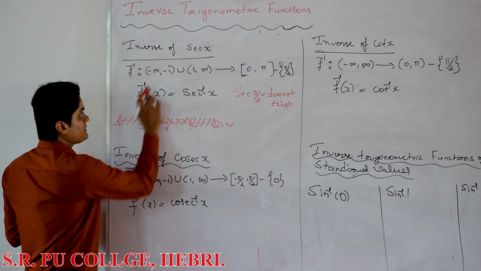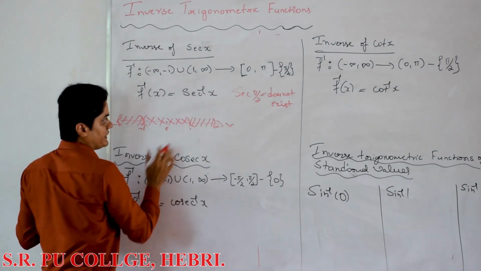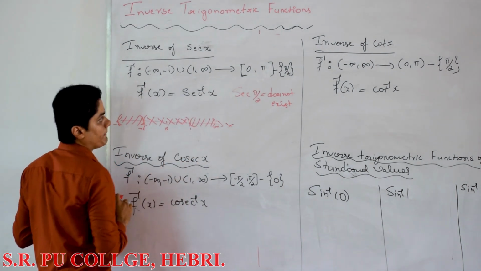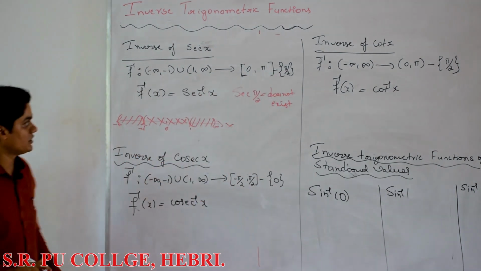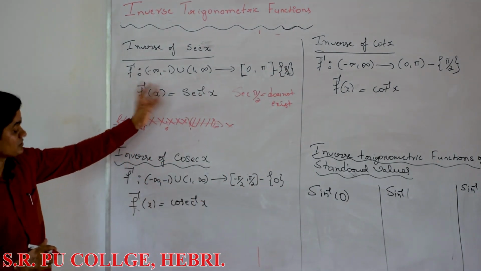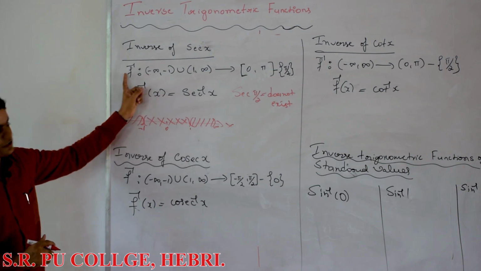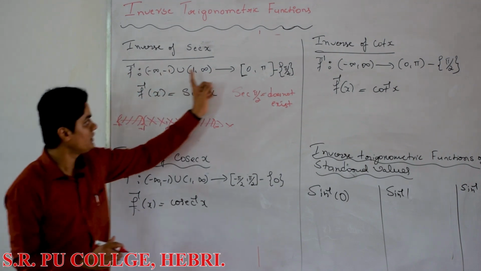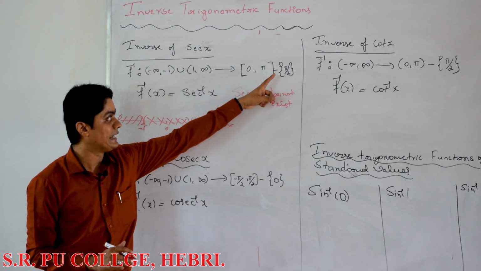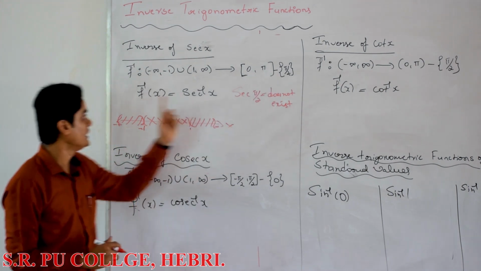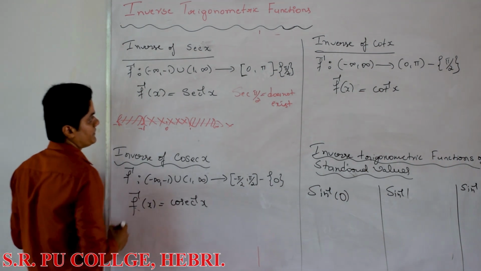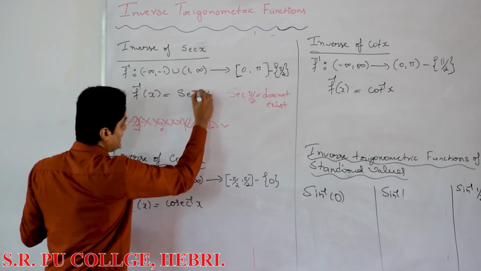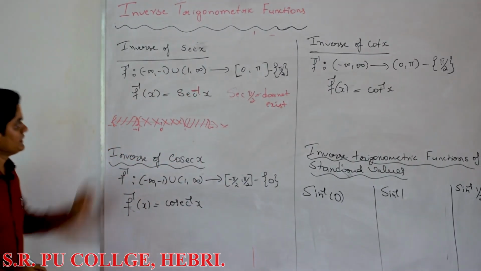So you take minus infinity to minus 1, and 1 to infinity, except between minus 1 and plus 1. With this domain and range, you can define the inverse of secant x as follows. It is a function f from minus infinity to minus 1 union 1 to infinity, to 0 to pi excluding pi by 2, which I explained here, defined by f inverse of x is equal to secant inverse of x.